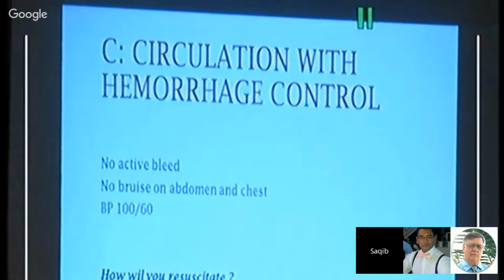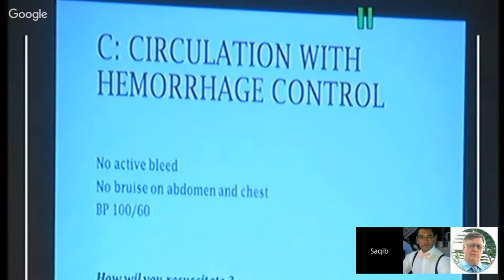Now, circulation. There's no active bleed, but his blood pressure is 100/60, and there is no bruise on the abdomen or any swelling. How will you resuscitate? And what's the cause of blood pressure 100/60? Yeah, but he could have some other injuries, spinal injury. No, I never said that. Absolutely, yes. And we will know when we come to the disability assessment.